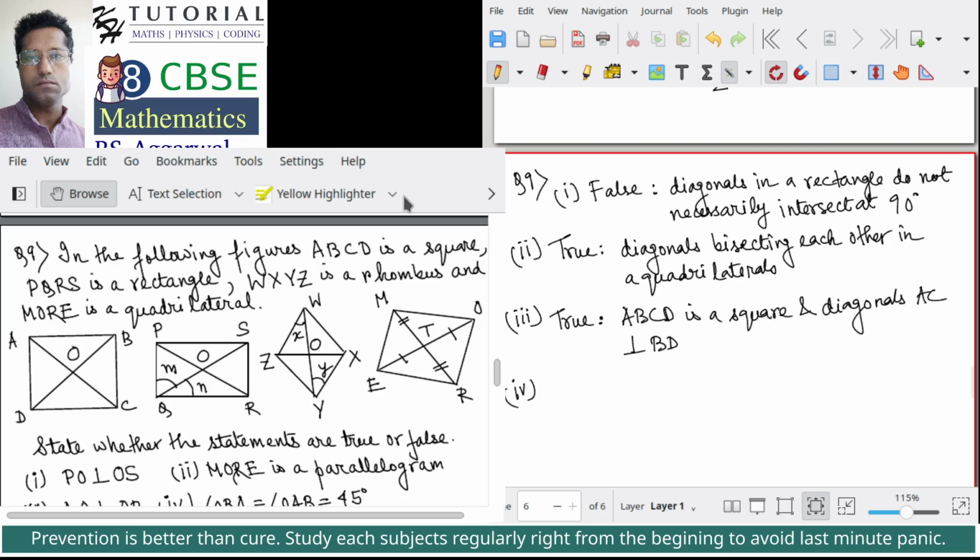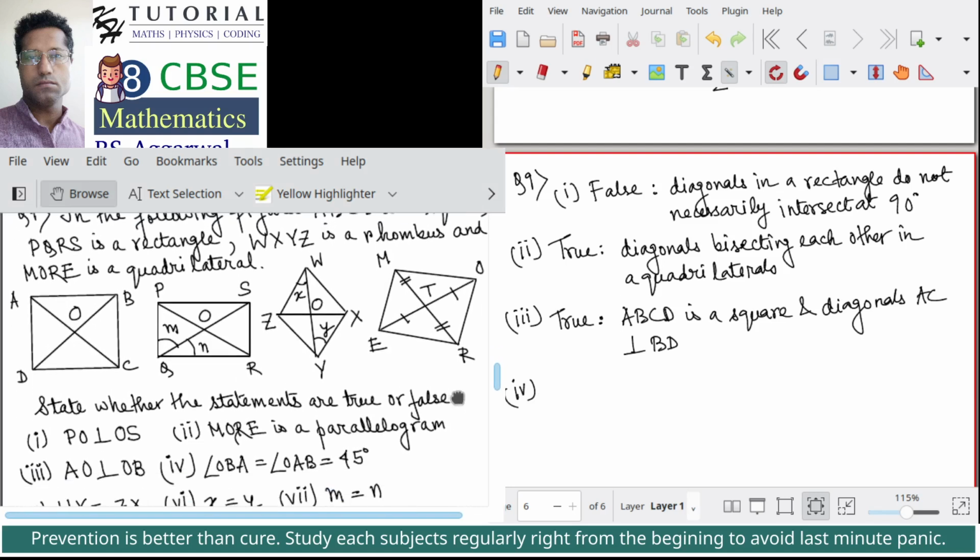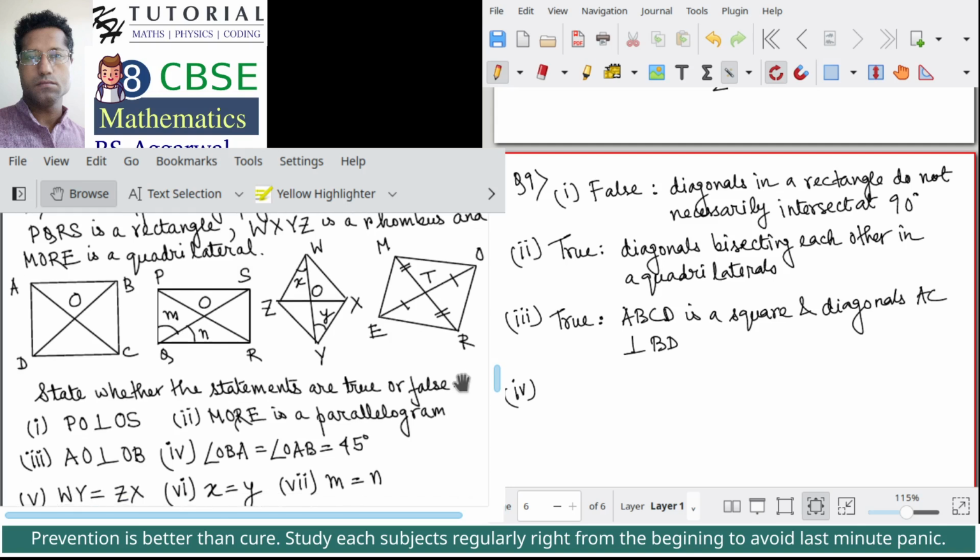Part 4. Angle OBA is equal to angle OAB is equal to 45 degrees. This is also true, as diagonals in a square bisect the angles, and each angle we know is 90 degrees. So definitely each bisecting angle will be 45 degrees.